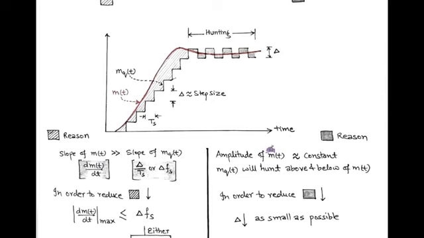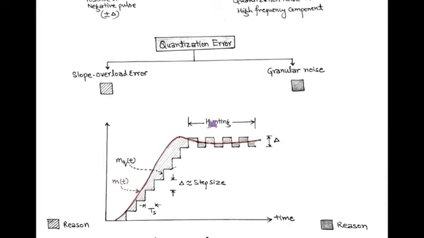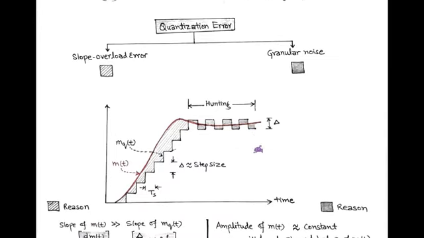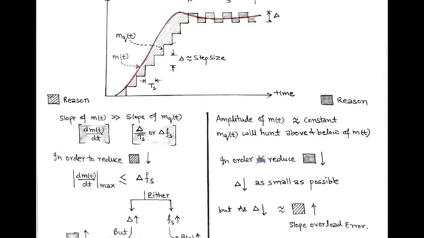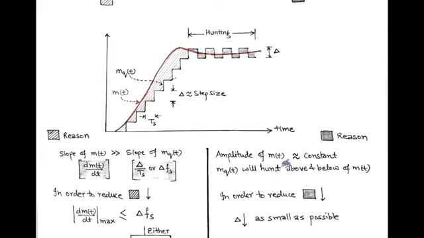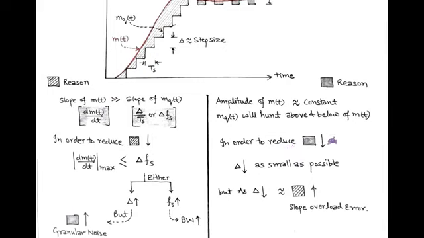Second quantization error is called granular noise. The reason for granular noise is that when the amplitude of modulating signal m(t) remains constant for a period of time t, in this situation the quantized version mq(t) is hunting above or below the modulating signal m(t). And this hunting process introduces granular noise. And in order to reduce this granular noise, step size must be as small as possible.